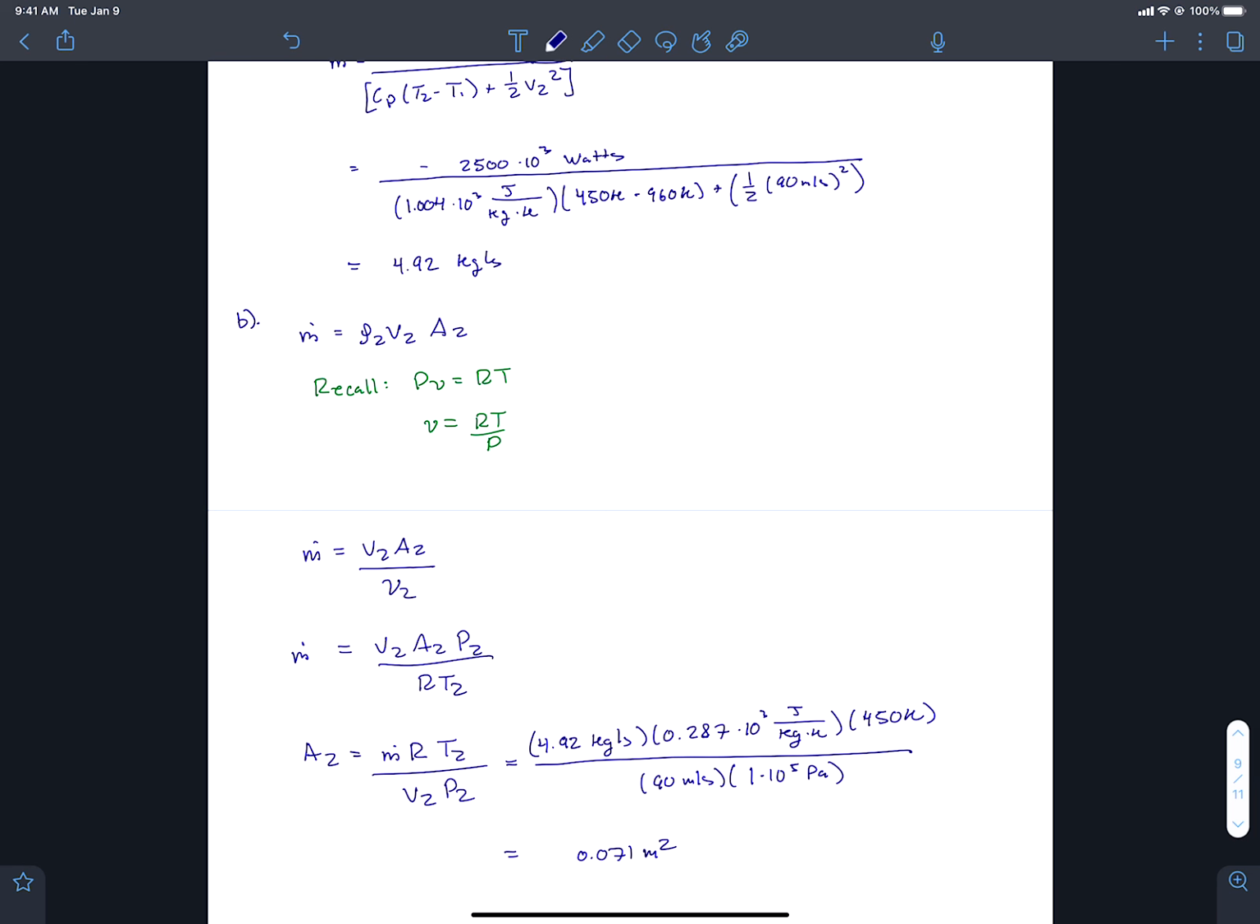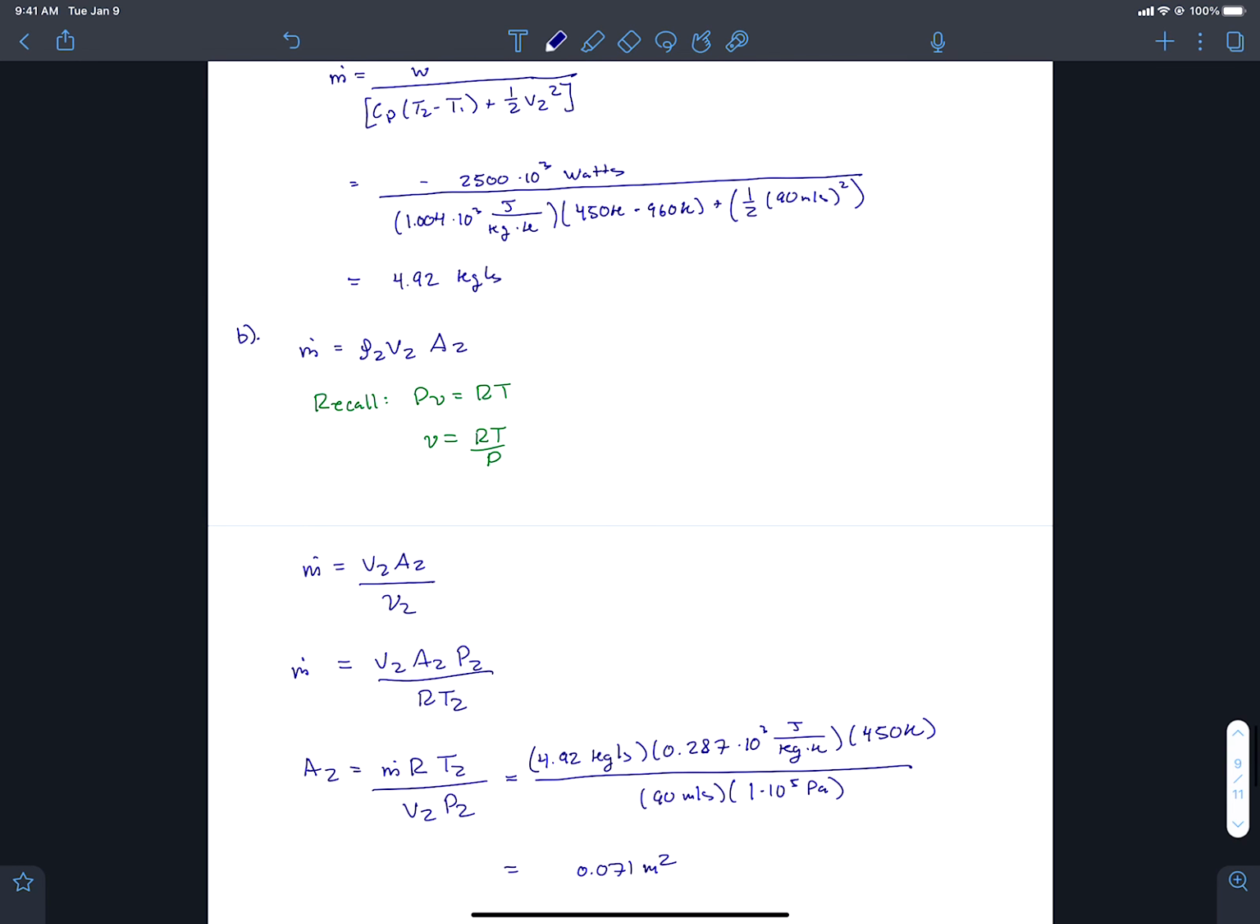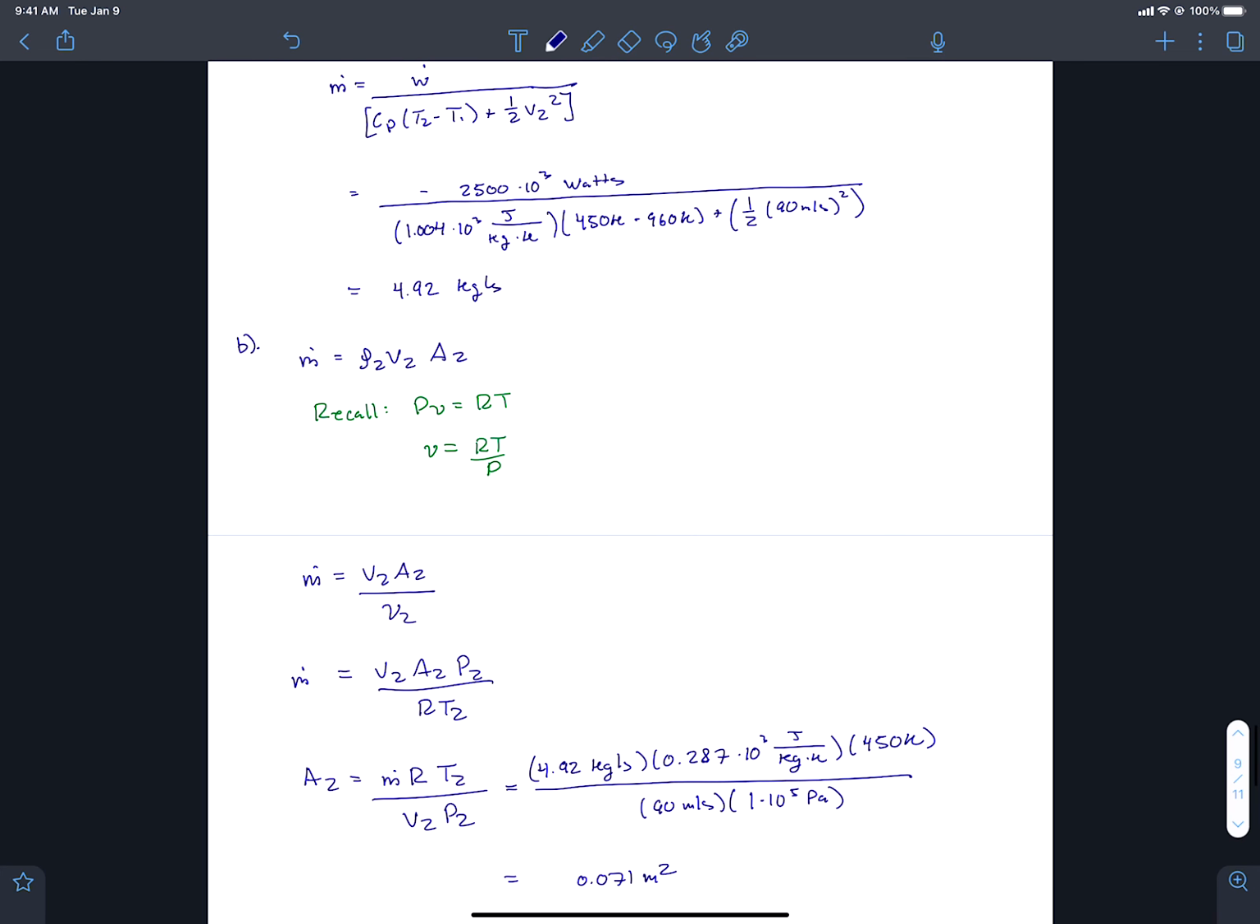to part B and realize that you have M dot, you're trying to solve for A2, but you can't assume anything for rho 2. And so you would have to use this relationship with specific volume, between pressure, specific volume, the gas constant, and temperature to solve for A2.